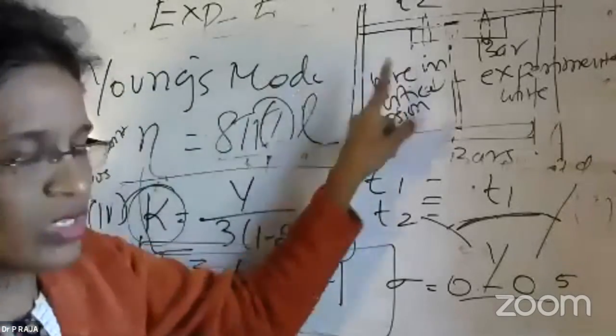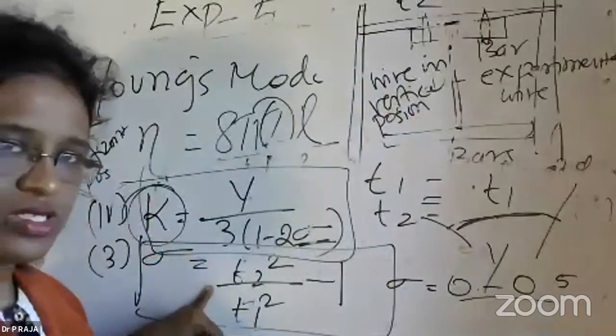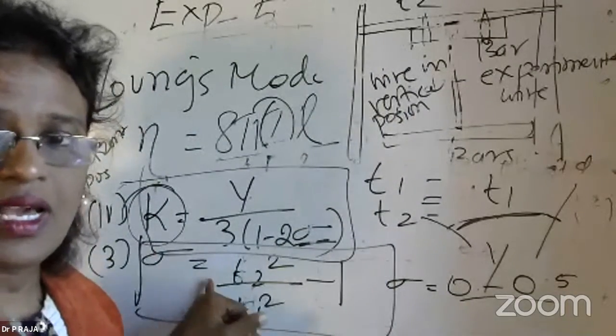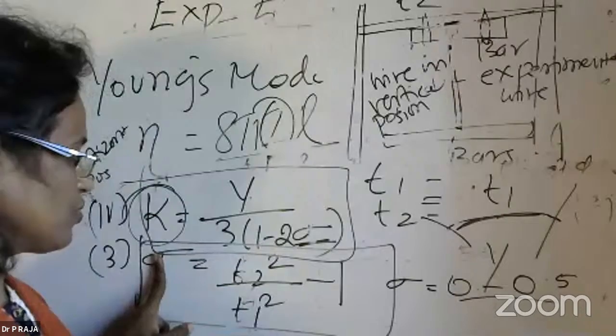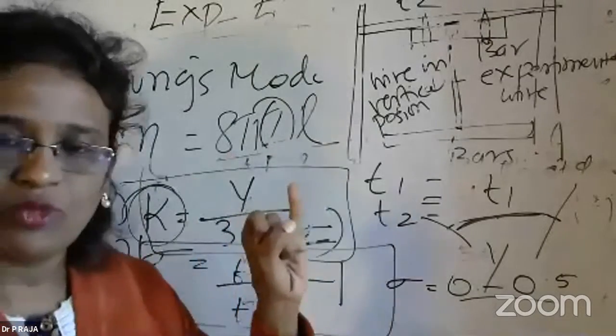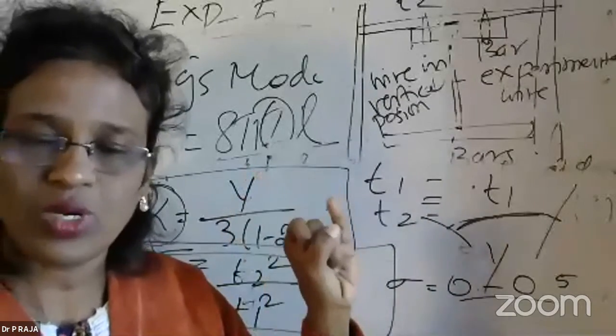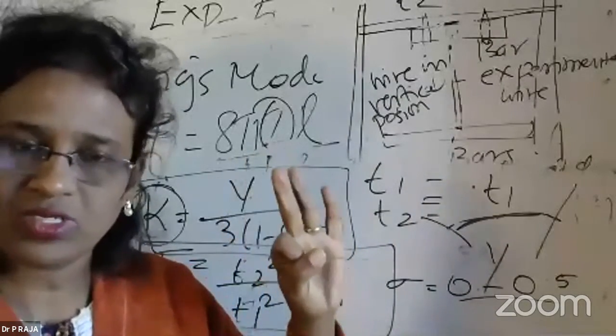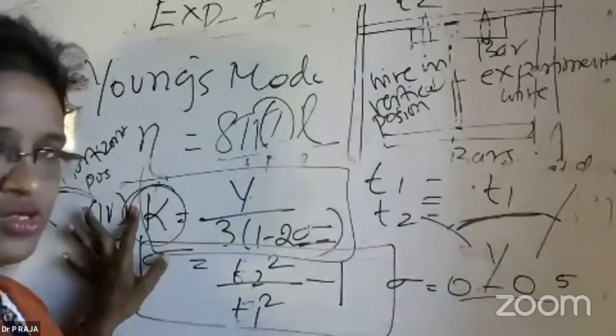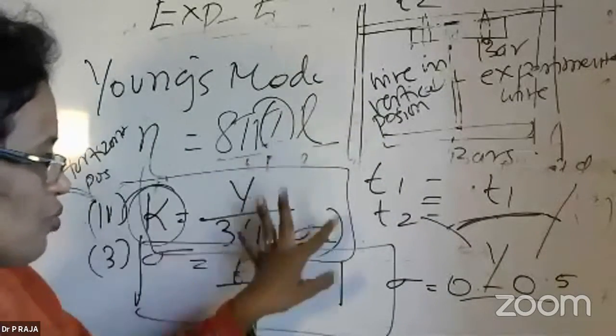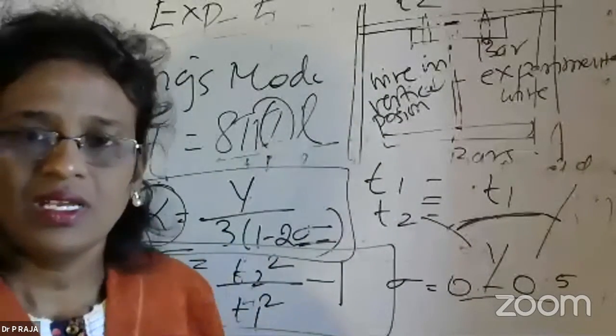And then knowing the two time periods, you will substitute in the Poisson's ratio formula and you will get the Poisson's value. And then, knowing the Young's modulus Y, the modulus of rigidity and the Poisson's ratio, these 3 values, you will substitute into the bulk modulus formula, and you will get the bulk modulus.